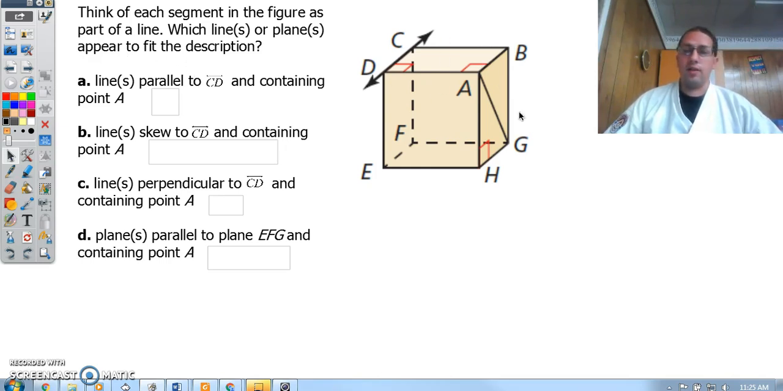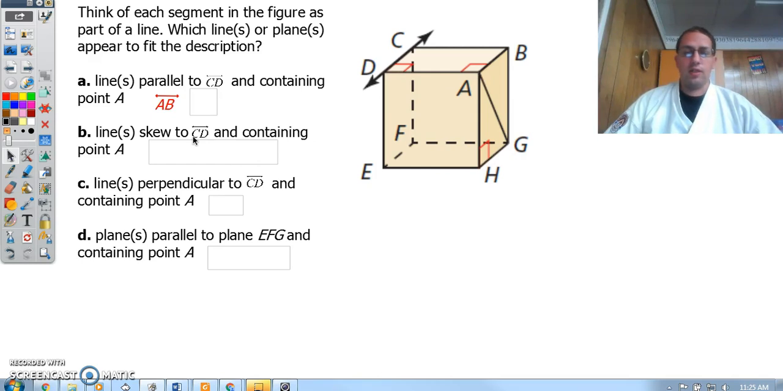We're going to look at each of these lines as segments as though they were a line, because a line contains this segment AB. We just don't draw the whole line. So, a line parallel to line CD containing point A would be right here, line AB or line BA. Either one of those is good. HG is also parallel, but it does not contain the point A.